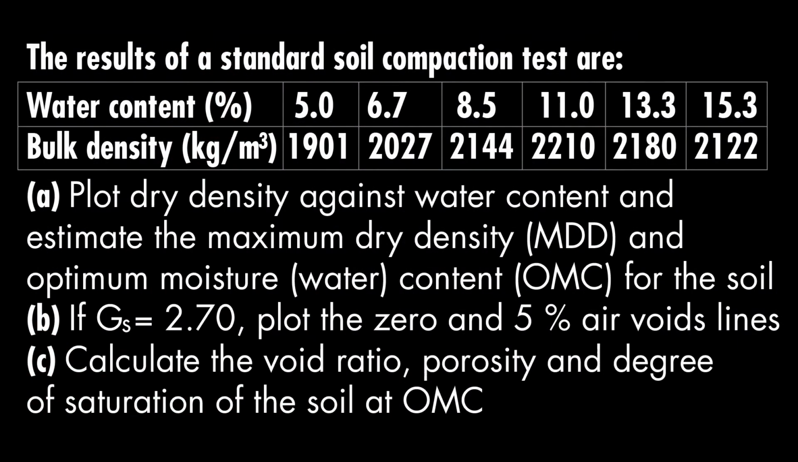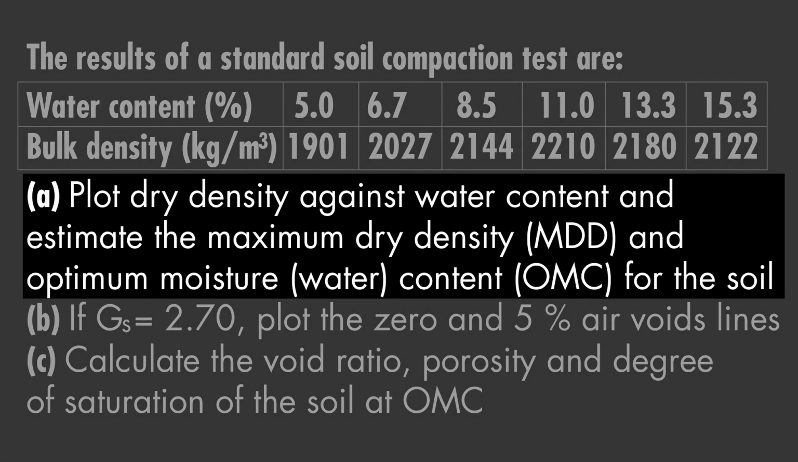Hello, in this video I'm going to talk about this standard compaction test question, which is question number 3 of the compaction problem set. In this question, the test results of a standard compaction test are given, and also the dry densities and water contents values have been calculated. For the first part, you can plot these dry densities against the water content and then estimate the maximum dry density and optimum moisture content.